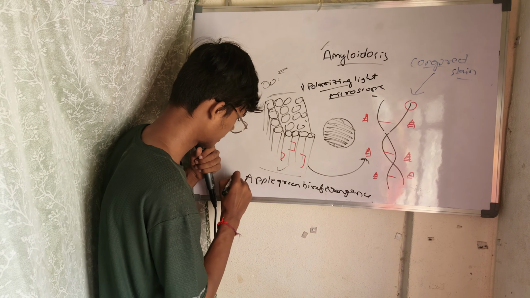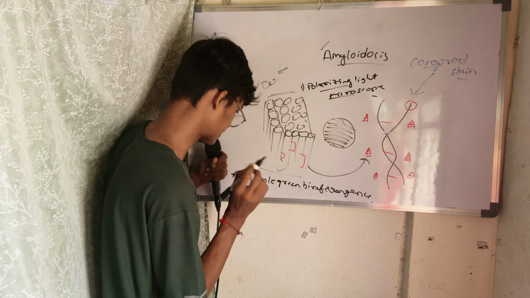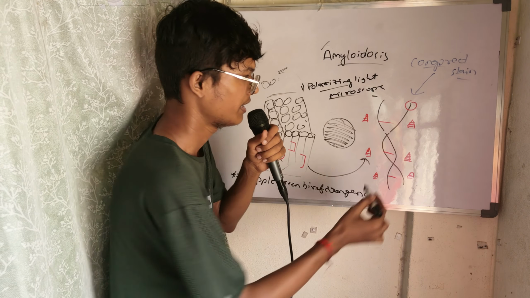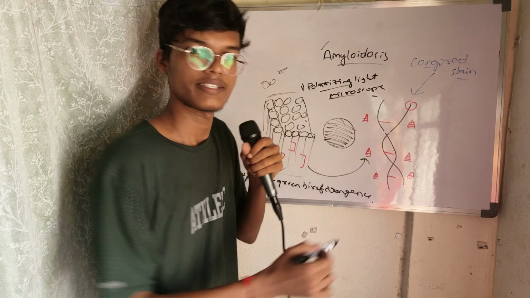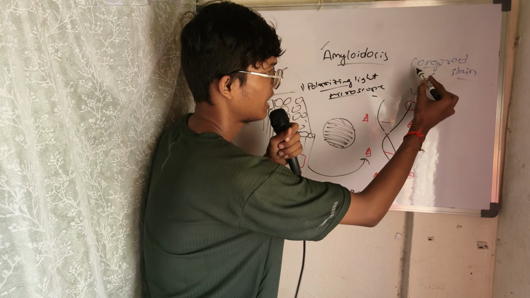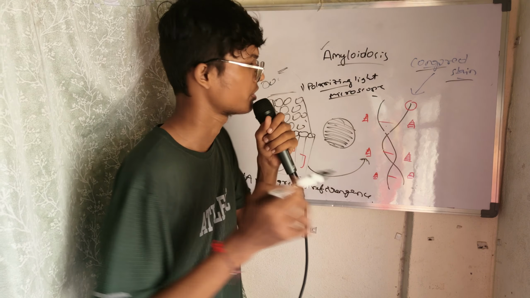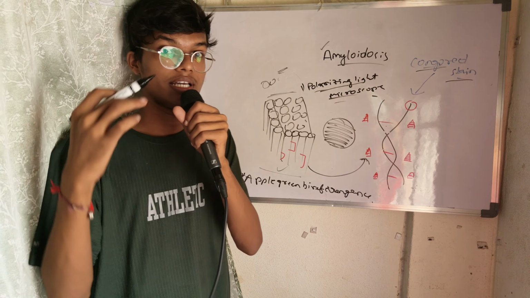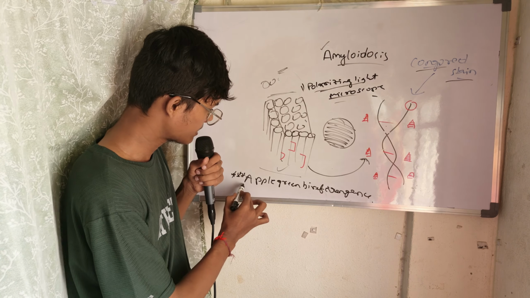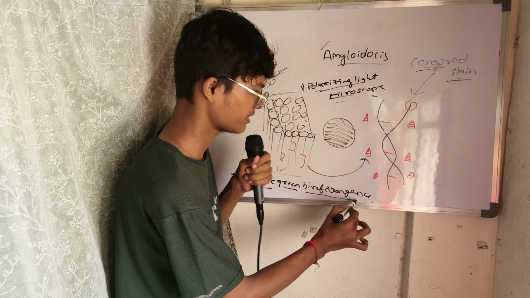It appears as apple green birefringence. What we had done: we had known the structure of the amyloid, then we had stained it. After staining with a specific stain, Congo red stain, we observed it under a polarizing light microscope. That is how we are able to see it, as apple green birefringence.